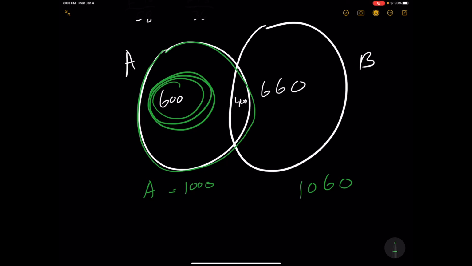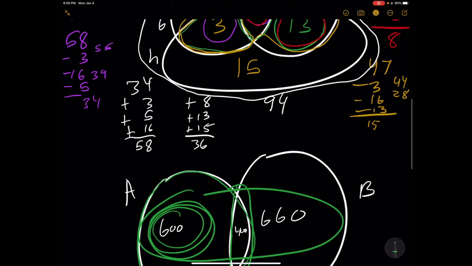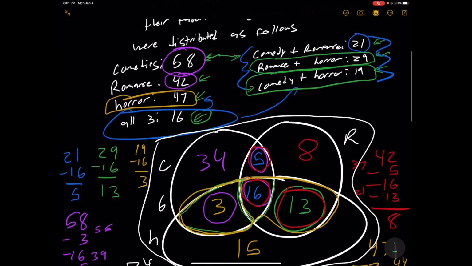And you might be asked how many people belong to set A or B. The number of people who belong to set A or B are all 3 of these numbers added together, or 1,660. Or you might be asked who belongs to set A and B. And in that case, you're only going to have this number, which is the 400. So the survey distribution questions are just a real-world application of these Venn diagrams and this set theory.